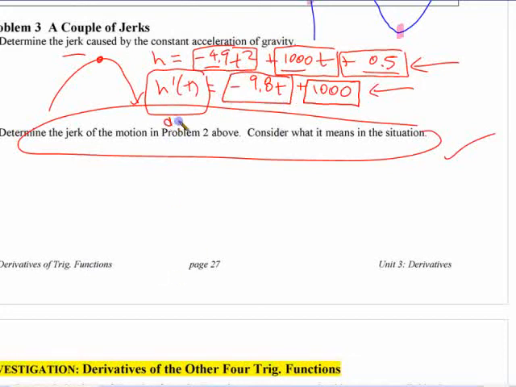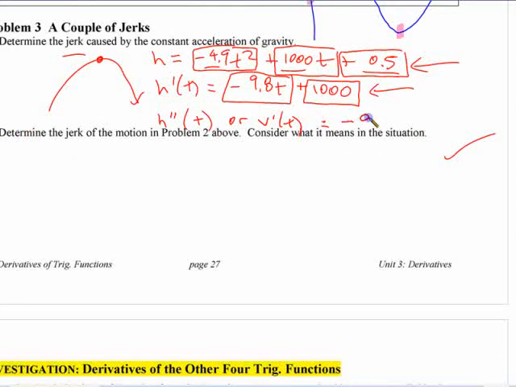If you look at the acceleration, a of t, which is h double prime, getting ahead of myself here, h double prime, or v prime, what's that going to be? Just negative 9.8. If we're ignoring wind resistance and all that stuff, you have a constant acceleration. Okay? That means you have a zero jerk.